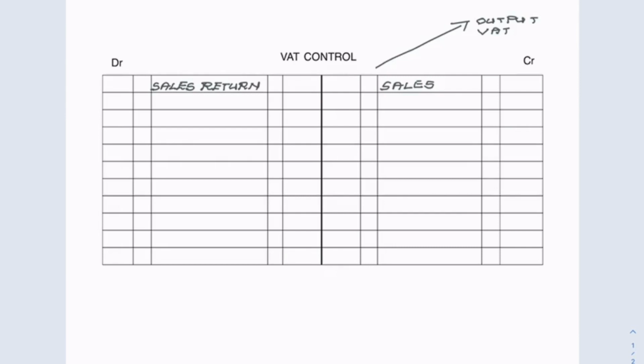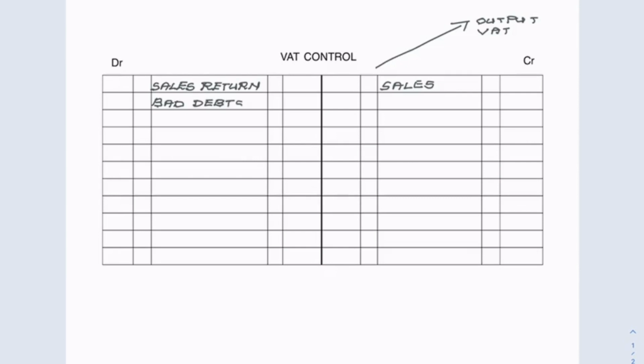Also, if we're selling on credit, it's possible that included in the sales figure is an amount of money that's not going to be paid to the business because the debt goes bad. So we need to reduce that amount of output VAT by putting it on the debit side, and that is when we write off bad debts.